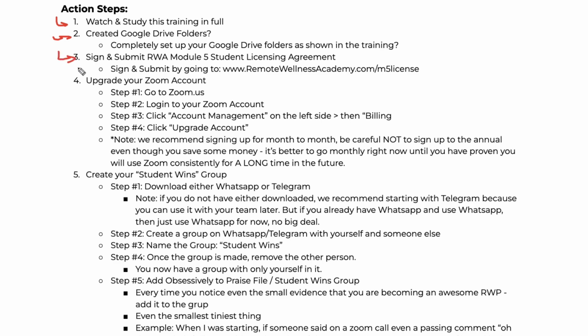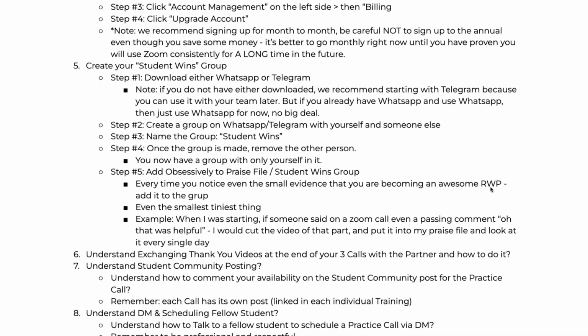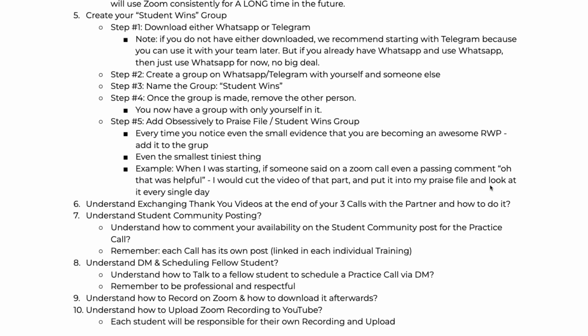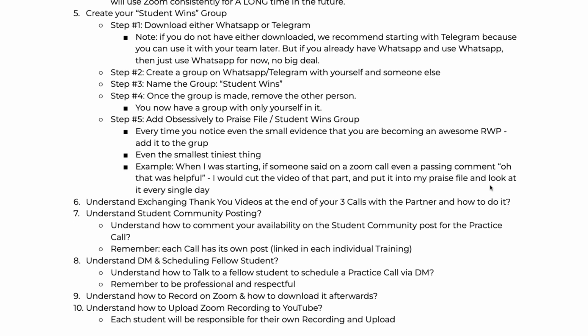Action step number 3 is to make sure that you sign and submit the Module 5 student licensing agreement, and the link is going to be there for you. Number 4, you want to upgrade your Zoom account following the steps that we talked about. Number 5 is to create your Student Wins group using the steps that we talked about as well. Now, this is not an action step, but you will get bonus points for actually going through your skill session and adding to your Student Wins group, okay?